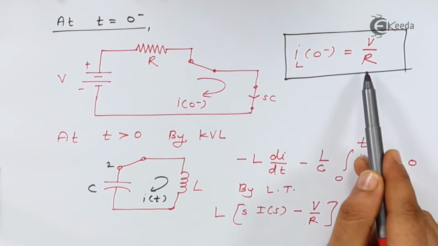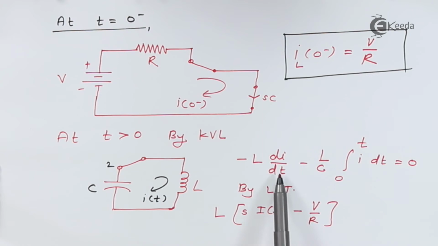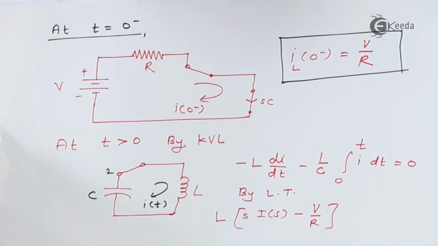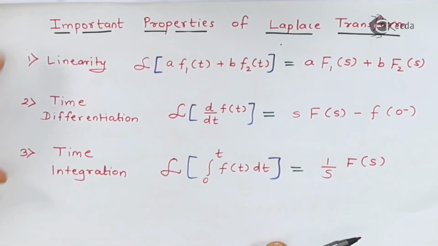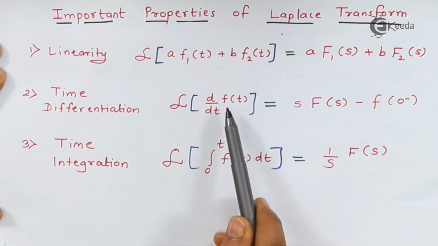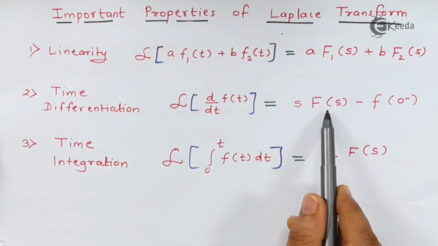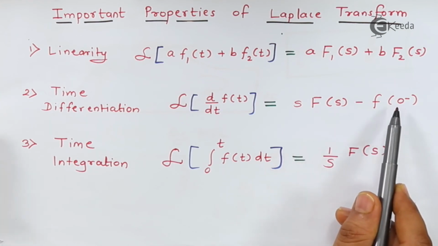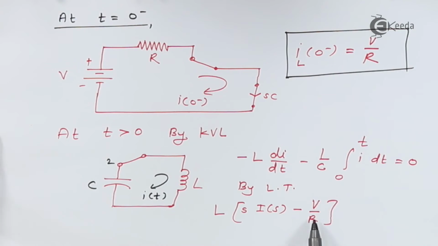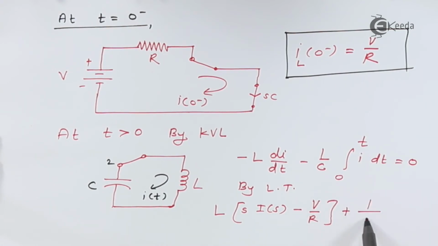This is the factor which we got from this equation, because Laplace transform of di by dt is S into I of S minus i of 0 minus. This is what we know from the formula, or from the property, and that property is the time differentiation property, d by dt of f of t, and instead of f of t we have i of t. So it is going to be S into I of S minus i of 0 minus, and our i of 0 minus is V by R, which is reflecting here. Then it's going to be 1 upon Cs, and that all is equal to 0.